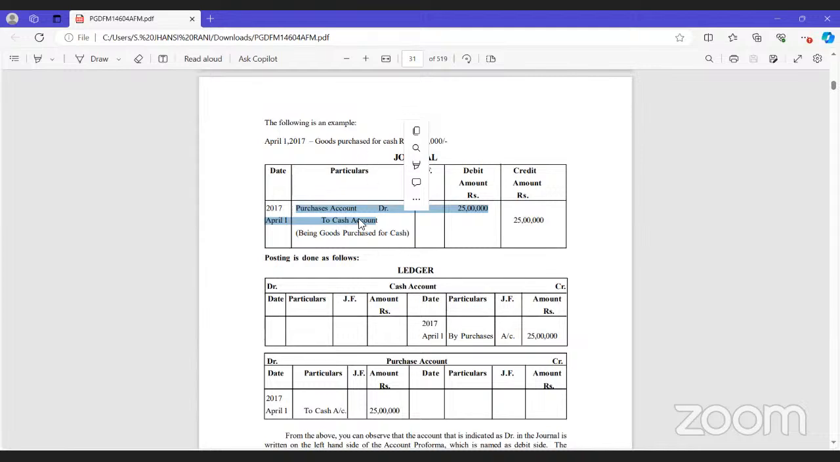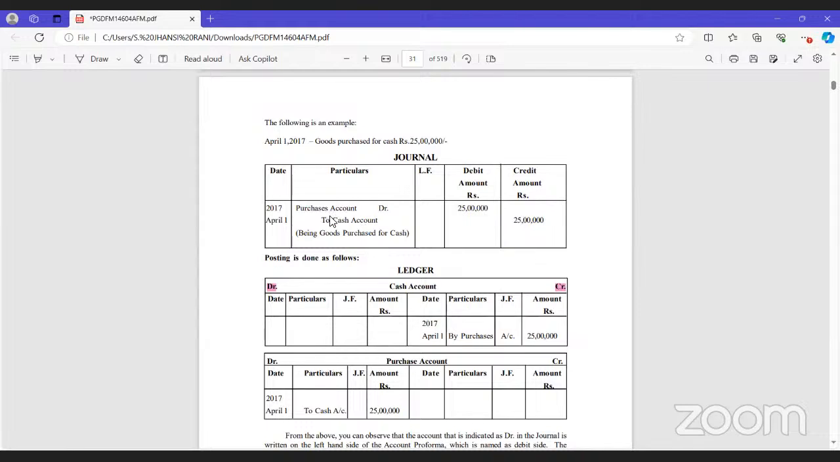Whenever we are preparing, first we will prepare the cash account. Just look at the cash account. We have drawn debit and credit, both sides are given. Now, while posting, this is called posting. When we write from journal to ledger, that is called posting of entries from journal to ledger.